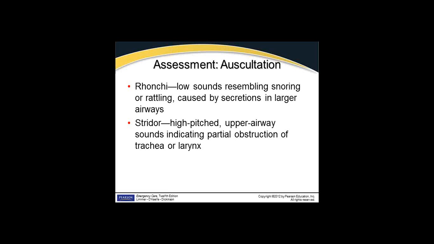We have rhonchi. Rhonchi is a lower sound resembling kind of a snoring or a rattling. This is caused by secretions in the larger airways. Rales or crackles are secretions in the lower airways or the smaller airways. So think of rhonchi as being thicker mucus, and rales or crackles as typically just thin water. That's kind of the way to try to think about those things. But rhonchi is very coarse, and like it says there, kind of a snoring sound.